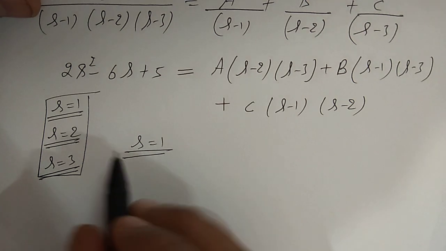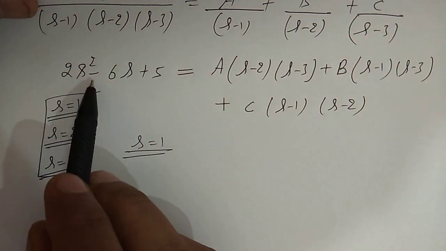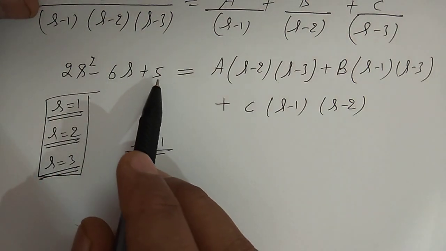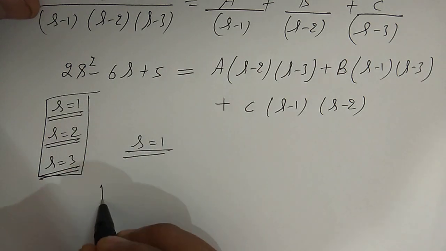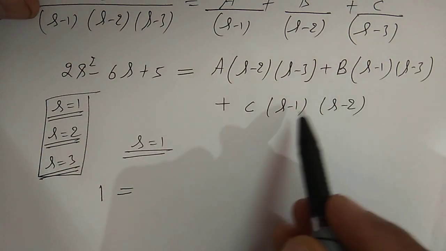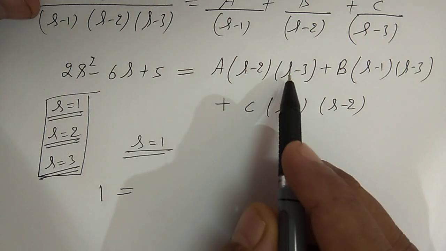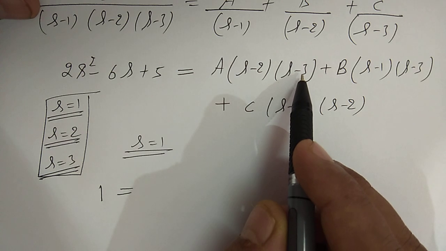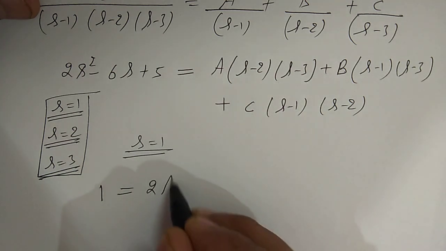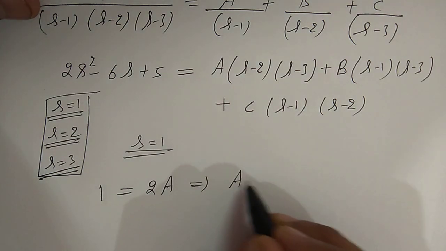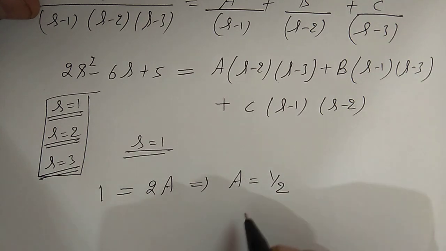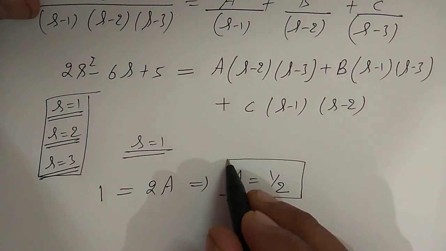Let us have s equal to 1 both sides. So on the left hand side we get 2 minus 6 plus 5, 7 minus 6, so 1 we get equal to, so B and C are 0, so we get 1 minus 2 into 1 minus 3, that is minus 1 into minus 2, so this is 2A. So we get A equal to 1 by 2. So we got the A value.